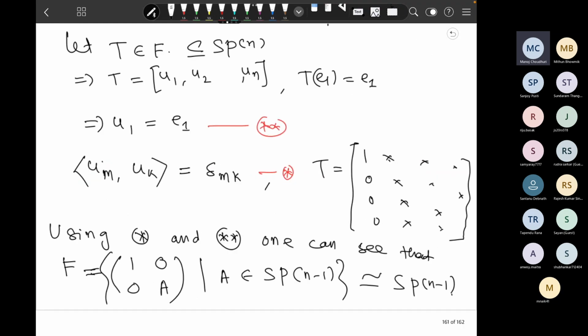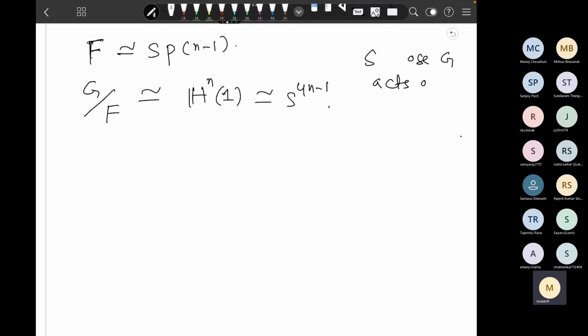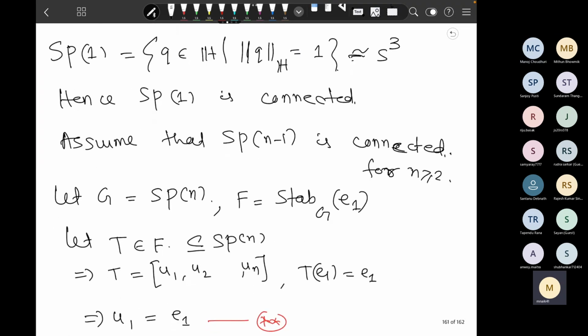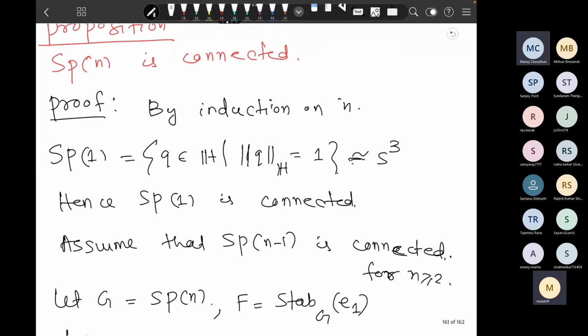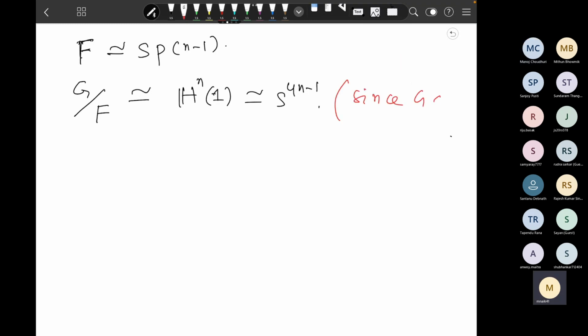How are you getting that G mod F is equal to H_{n1}? G mod F is equal to H_{n1} because G acts on H_{n1} transitively. Since G acts on H_{n1} transitively. Yeah, fine.